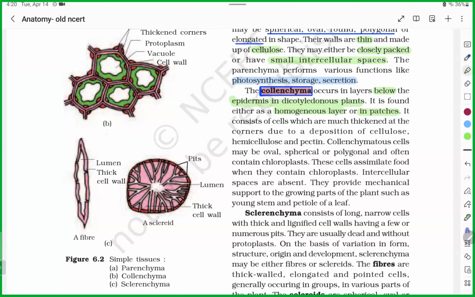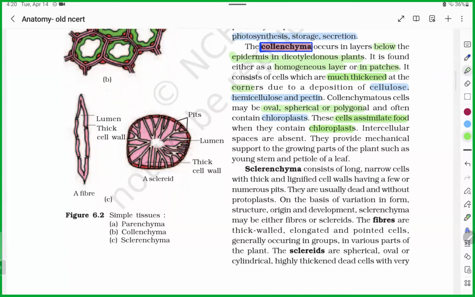In this case of collenchyma cell, you have more thickening. In case of parenchyma thin, it is thick at the corner. Why? Because there is a deposition of cellulose, hemicellulose, and pectin. Again, shape can be different, and they have chloroplast, and they can transport the food because they have chloroplast. Because of the chloroplast, they can assimilate the food. Intercellular space is almost absent.